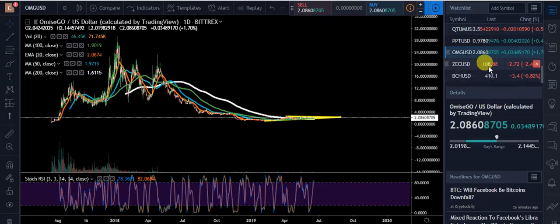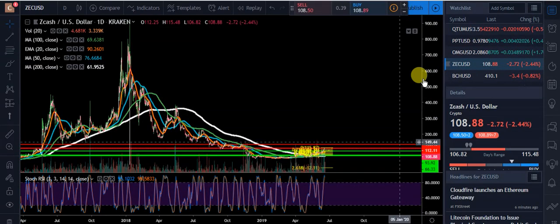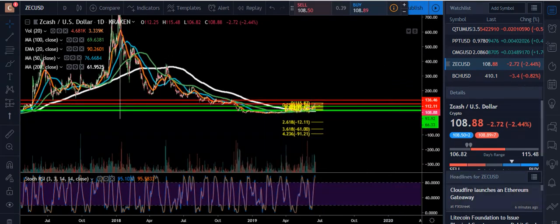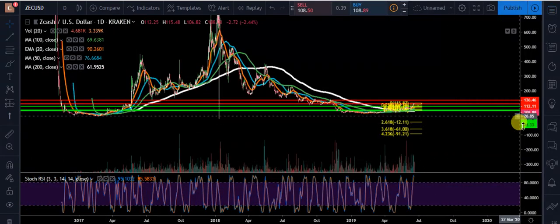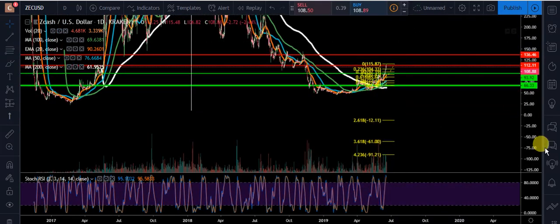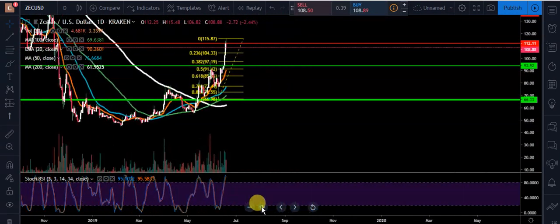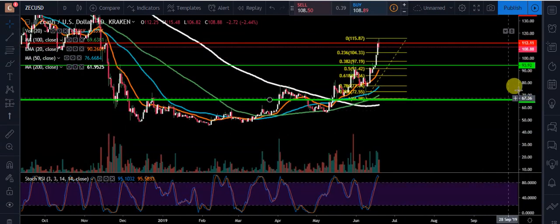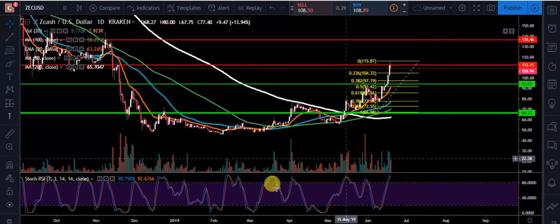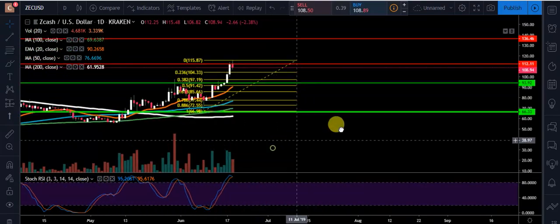What we're going to go into next is Zcash. And we were looking at this yesterday. We were talking about the breakout. Let me get that out of the way. And I'll show you my chart, exactly what I'm looking at right now, guys, for Zcash. And this is on the 1-day chart right now. And we're probably going to zoom in because I've been looking at it on the 4-hour. We're going to see what's happening on the 4-hour.